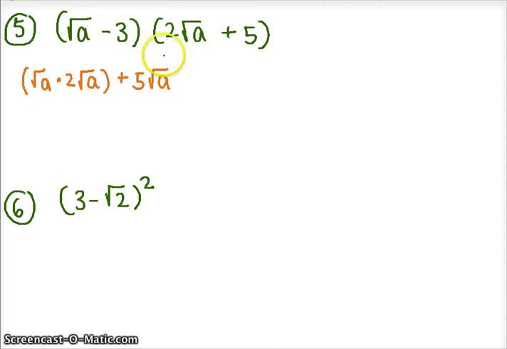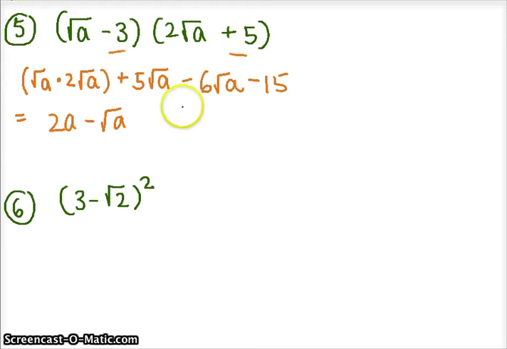Then we have the insides. So we have minus 3 times 2 is 6, so 6 root a. Then we have the last terms, which is negative 3 and positive 5, so we have negative 15. Then we're just going to multiply and add everything. Here we have square root of a times square root of a, which is just a. So we have 2a. And here we have 5 root a minus 6 root a, which is negative root a, minus 15. So this is our answer.